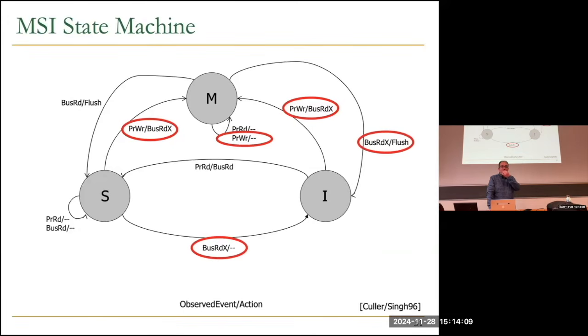Which side is it? This side. When you are in an invalid state and you want to write to that cache block, you go from the invalid state to the modified state with a processor write. And once you are in the modified state, because you have this copy exclusively, you do processor read and processor write and you don't need to inform anyone. And that's the beauty.